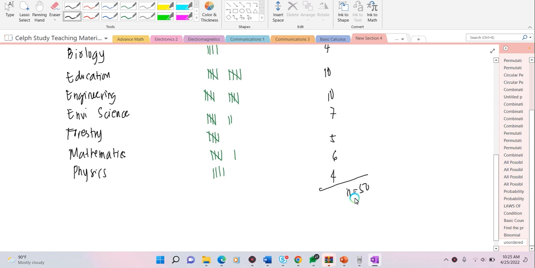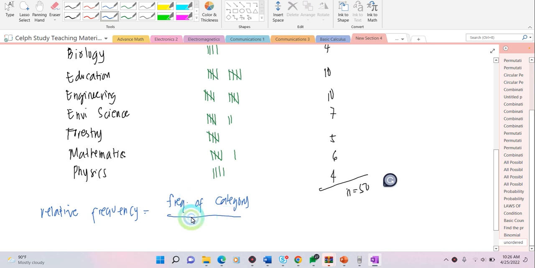So what is relative frequency? Relative frequency is the ratio of the frequency of a category in relation to the sum of all the frequencies. So it is the ratio of the values in the third column with the total value. In general, this is the formula for relative frequency. For those who took STEM, this is just a review. For those who did not, this is your first view.